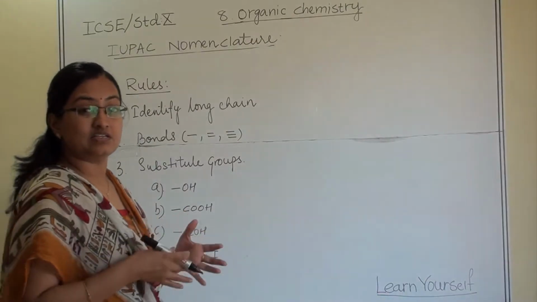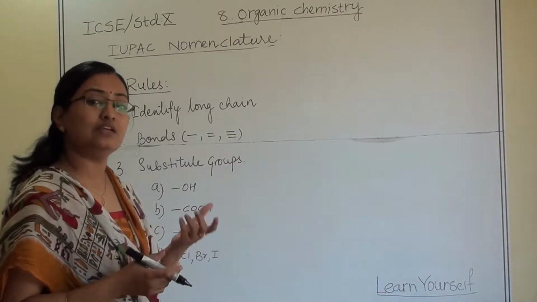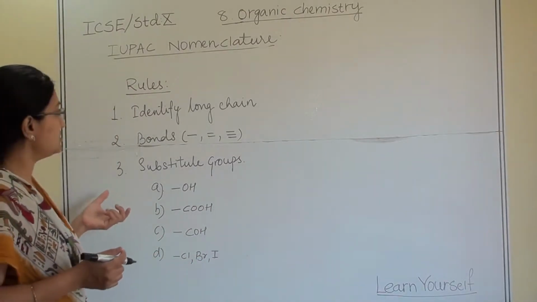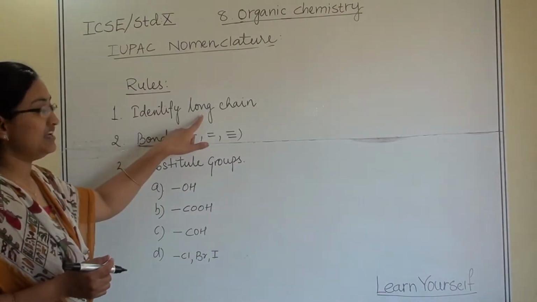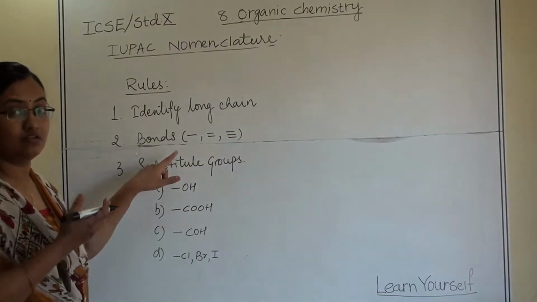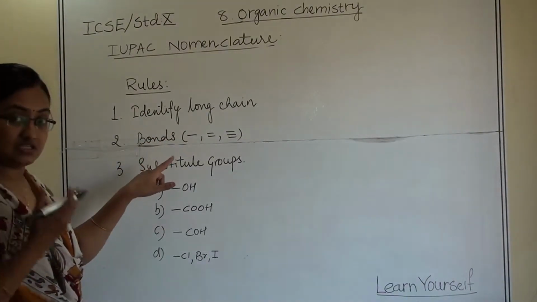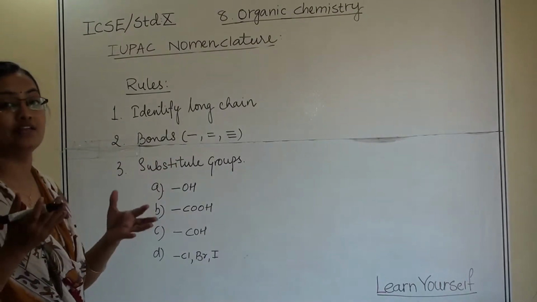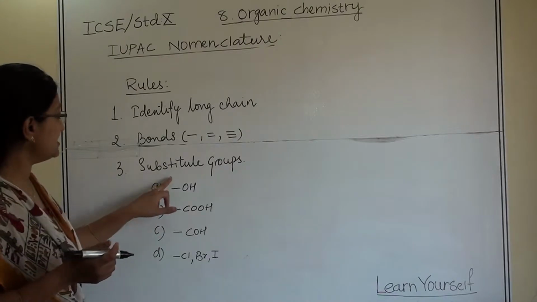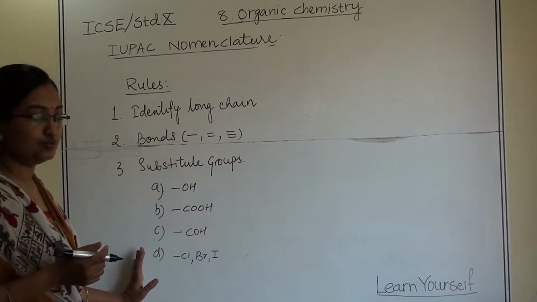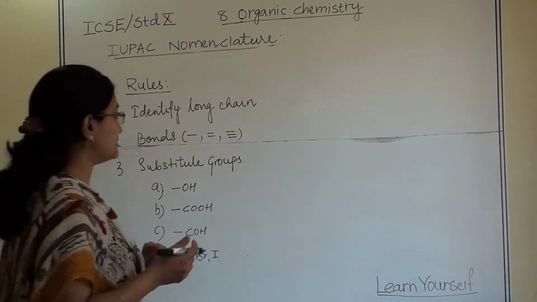Now let us understand how to give a name to any organic structure. So there are three basic rules. First, identify the long chain. Second, you have to see whether this chain is single bonded, whether any double bond is there or any triple bond is there. Then substituent groups are there. These are the new things we will understand.